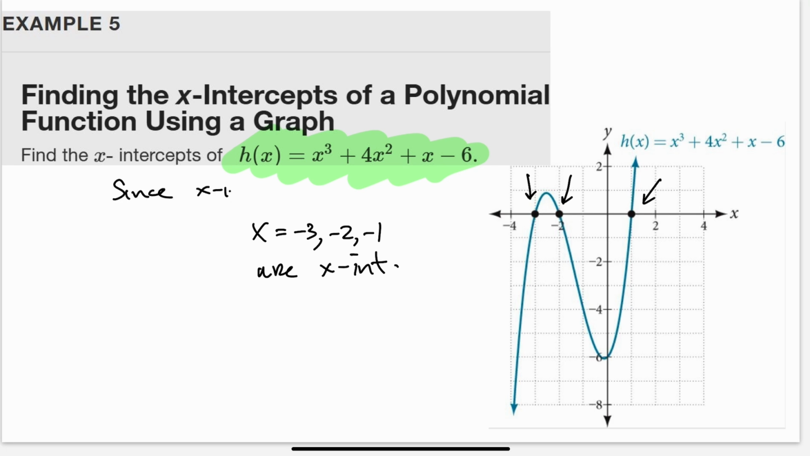Since the x-intercepts are where y equals 0. So y equals 0, right here. So there's our 3 points.